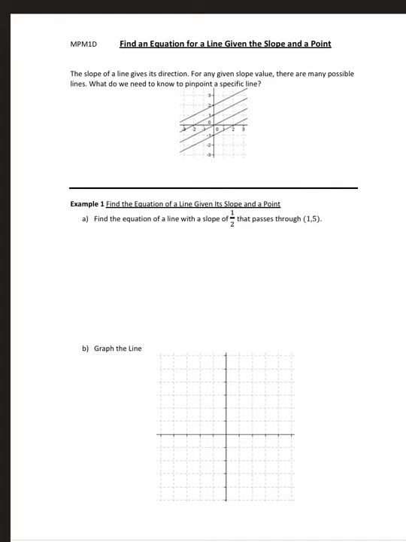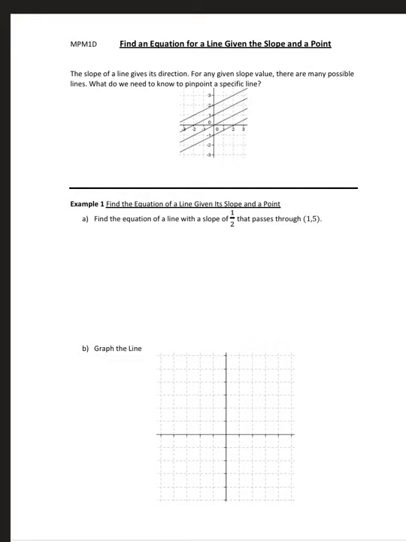So yesterday we talked about parallel and perpendicular lines. Today we're going to talk about how to make an equation of a line if we only have a slope and a point. Okay? So the slope of a line tells us which direction the line is going. So for instance, if it's positive, we know it's going up and right. If it's negative, we know it's going down and right.